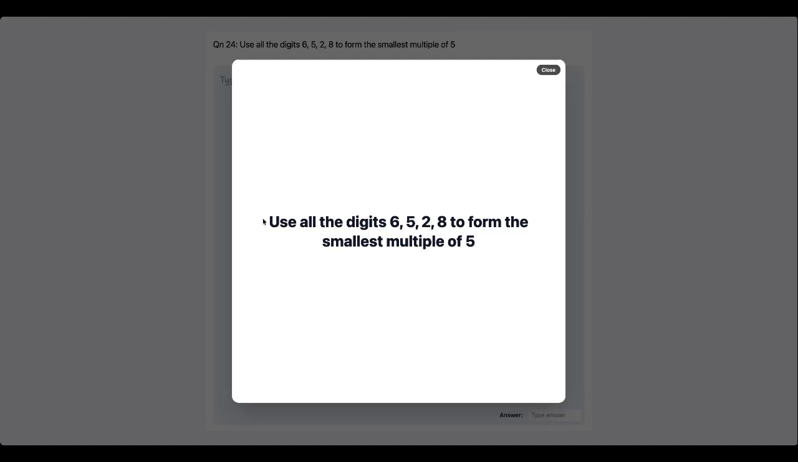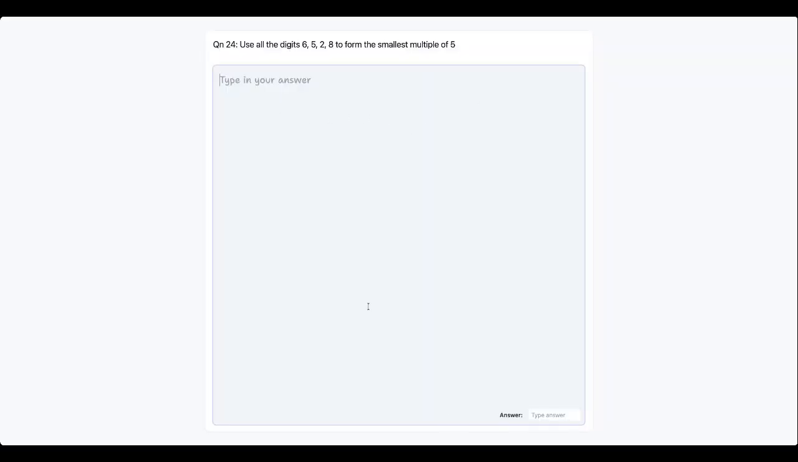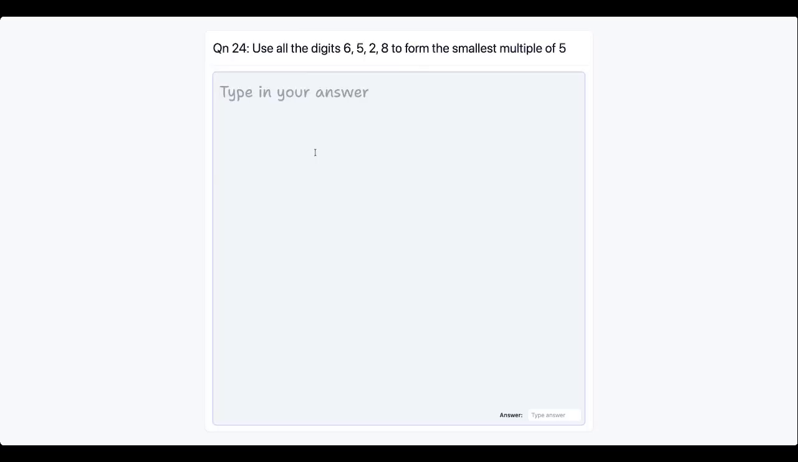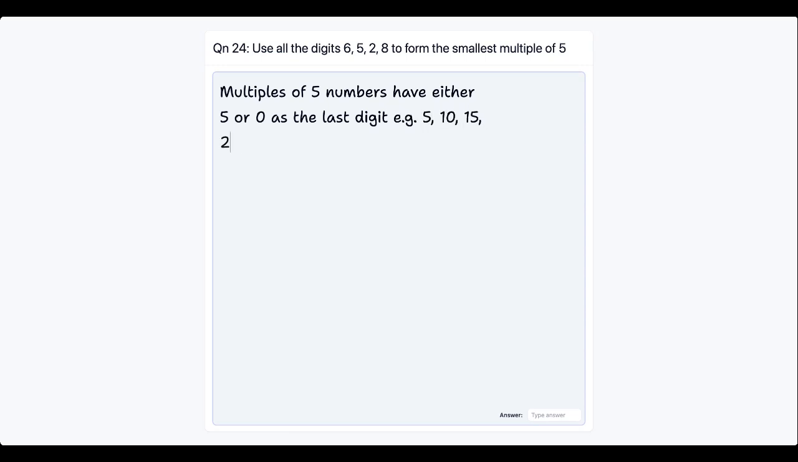Okay, question 24. Use all the digits 6, 5, 2, 8 to form the smallest multiple of 5. To get a multiple of 5, if you are used to doing multiples of 5, multiple of 5 numbers have either 5 or 0 as the last digit. For example, 5, 10, 15, 20, 25. You can see the last digit is either 0 or 5.